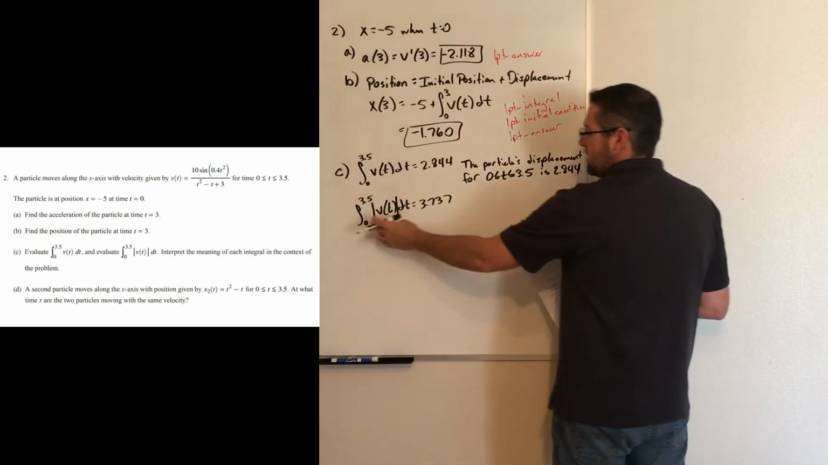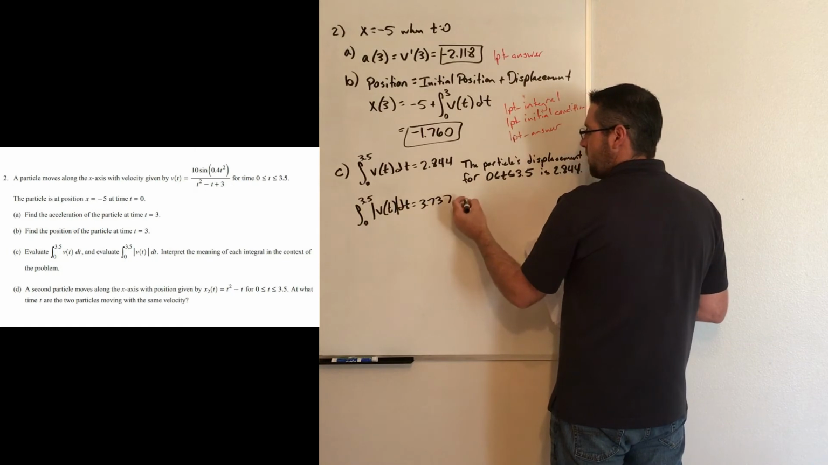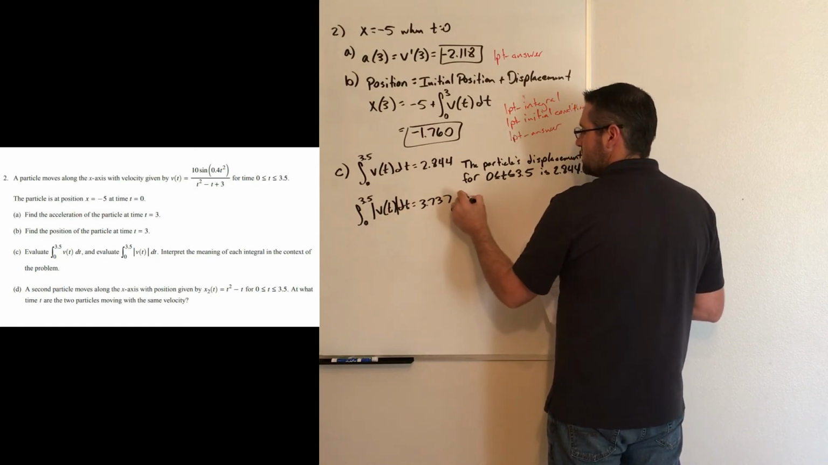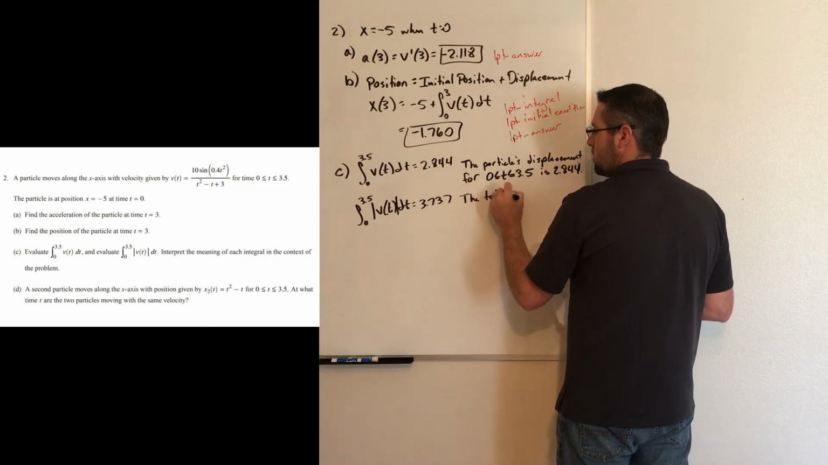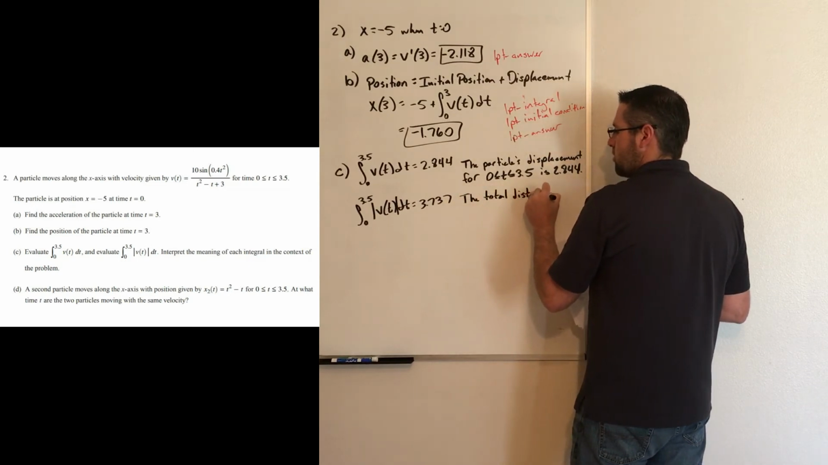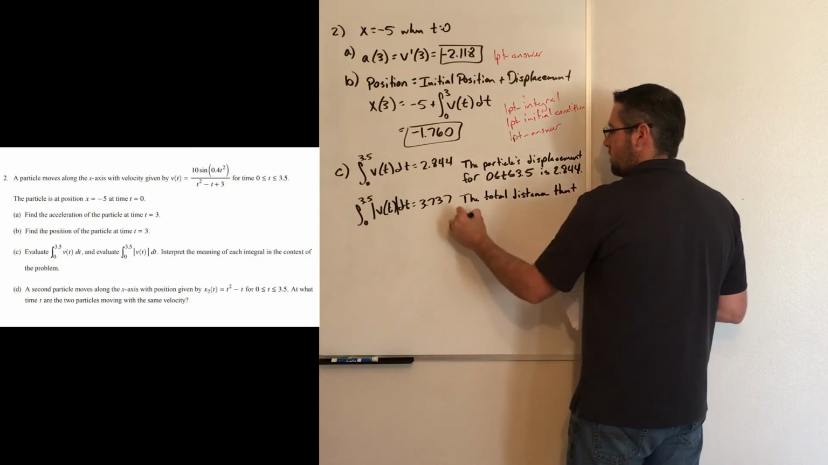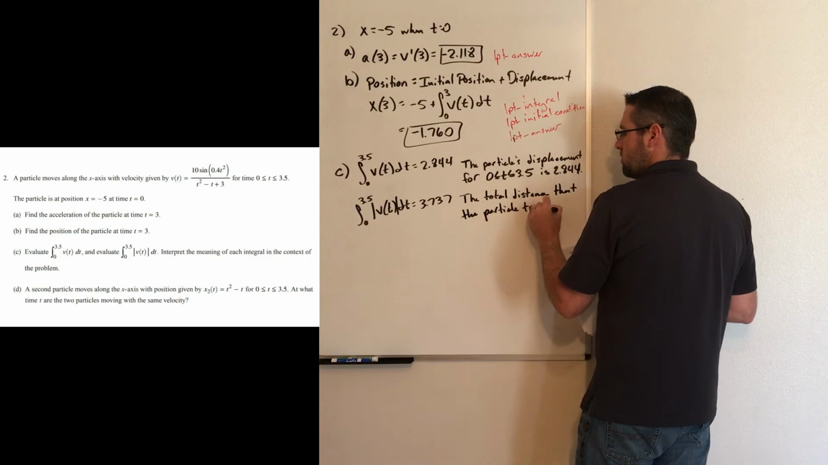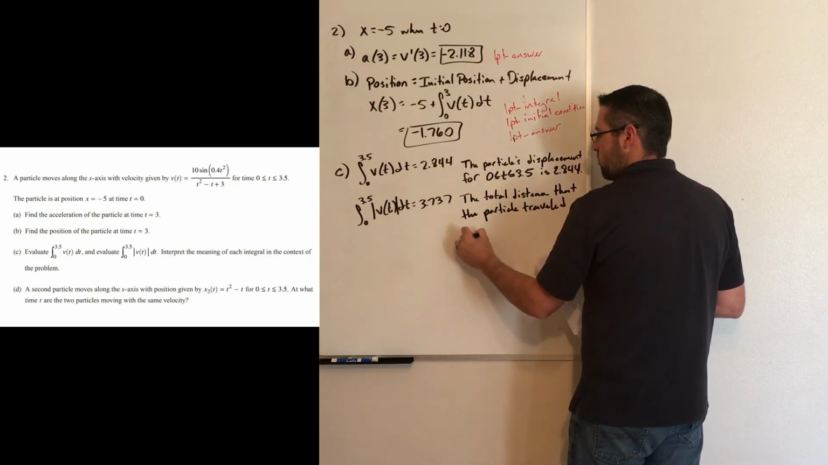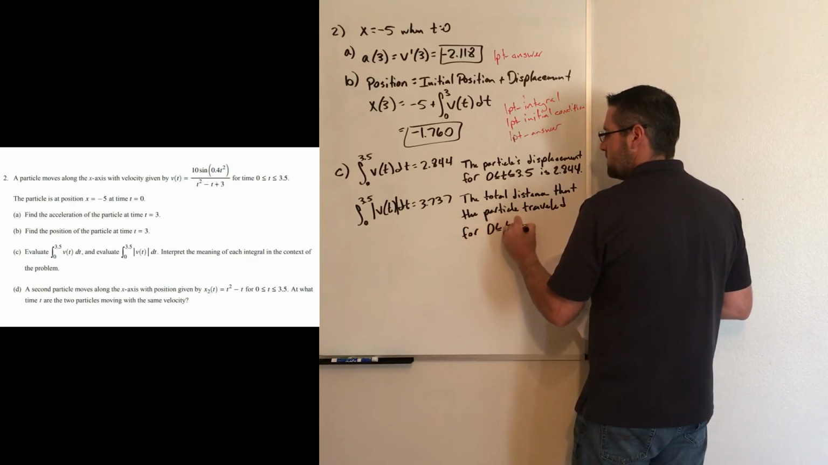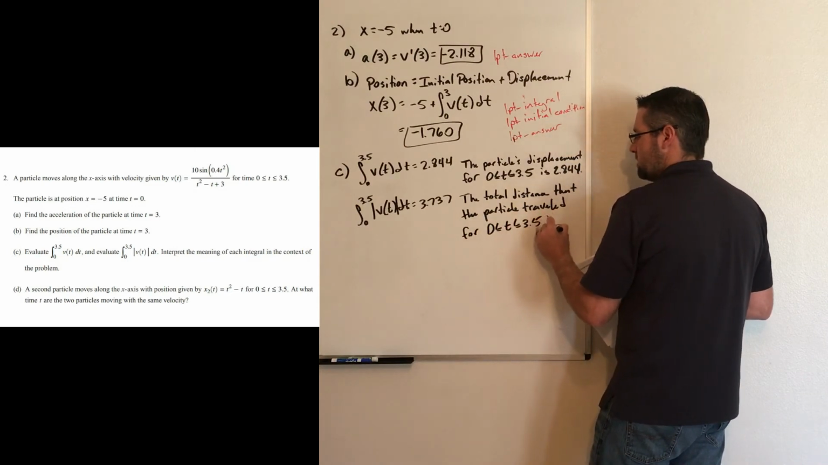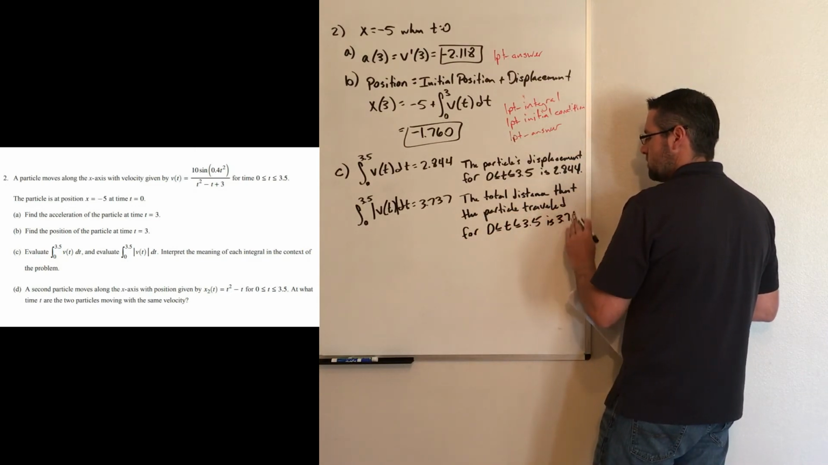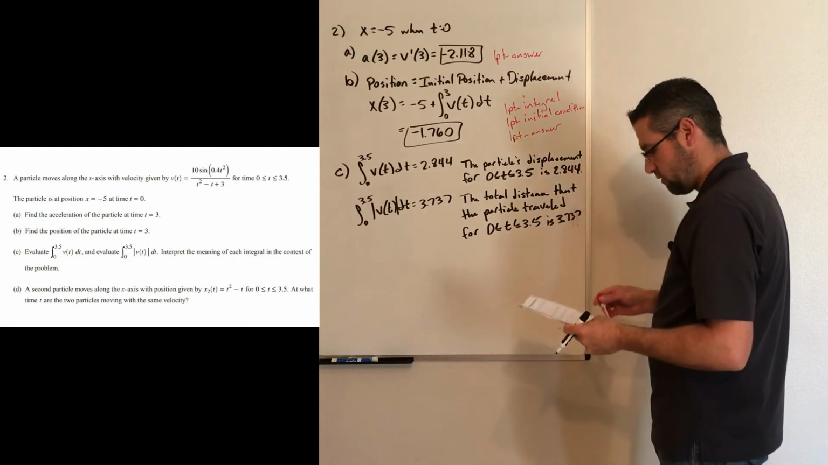For the second thing, the integral of the absolute value of velocity, that is the total distance. So we would say the total distance that the particle traveled for 0 is less than or equal to t less than or equal to 3.5 is 3.737. So that's the answer for part C.